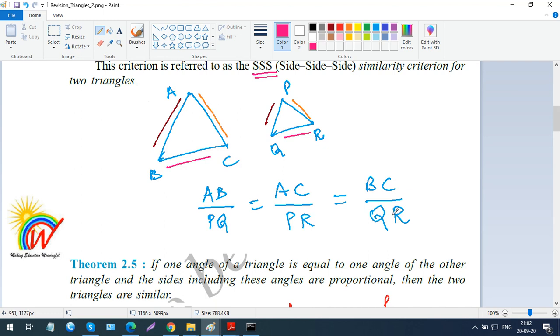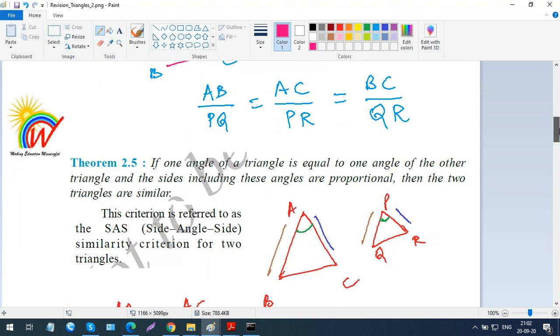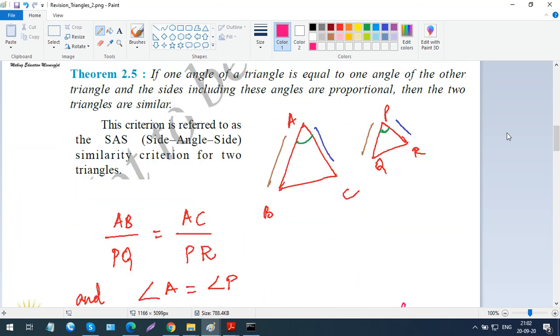Now come to the next one, theorem 2.5. This is SAS. S goes for side, A goes for angle, and another S goes for side. Side angle side means two sides with the angle sandwiched in between, like this. If I'm talking about AB and AC, then I should have angle A only. I can't have angle B or C. Angle A should be equal to angle P.